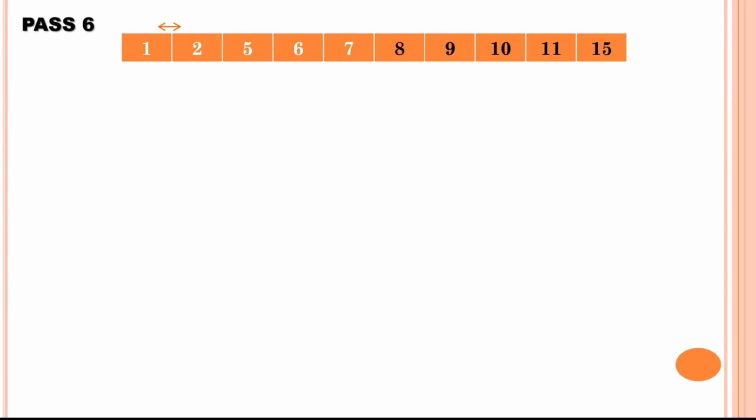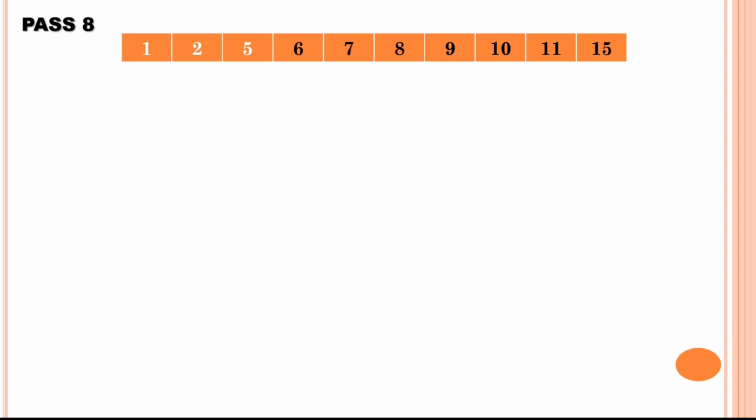Similarly for the next 3 pairs 2, 5, 5, 6 and 6, 7, there will be no swapping. So this is the end of pass 6, and we will start pass 7 with the first 4 elements. The first pair in pass 7 is 1 and 2, and there will be no swapping as 1 is less than 2. Similarly for the next 2 pairs, that is 2, 5 and 5, 6, there will be no swapping. And here ends the pass 7.